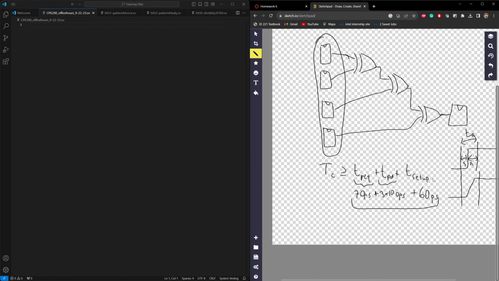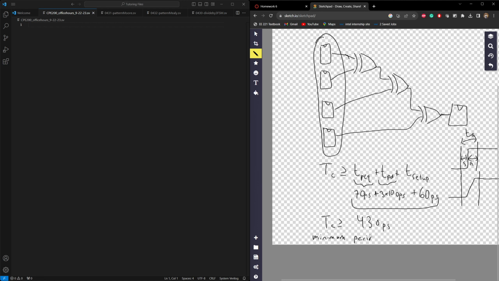Okay. So now I can add these up, and I'm going to get TC greater than or equal to 300 picoseconds, and then 70 and 60 make 130. So in total, that's going to be 430 picoseconds. And this is the minimum period. So that's the shortest period we can go.